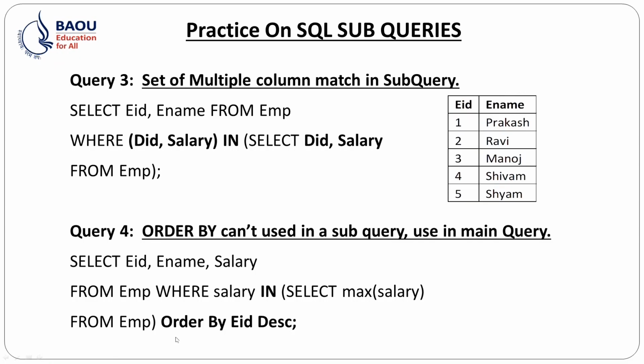After that, this order by is included in the outer query, because the inner query starts from this and ends at this. Okay, so order by EID in descending order, so it will display the fourth record.